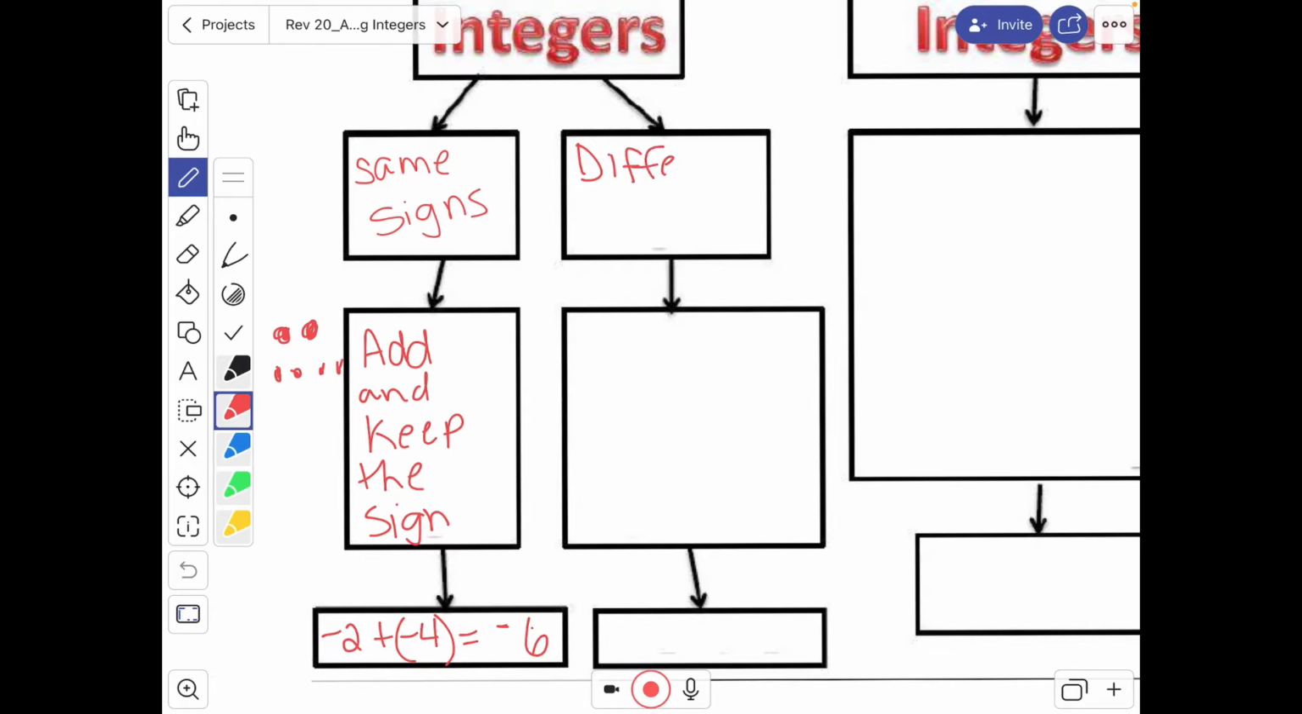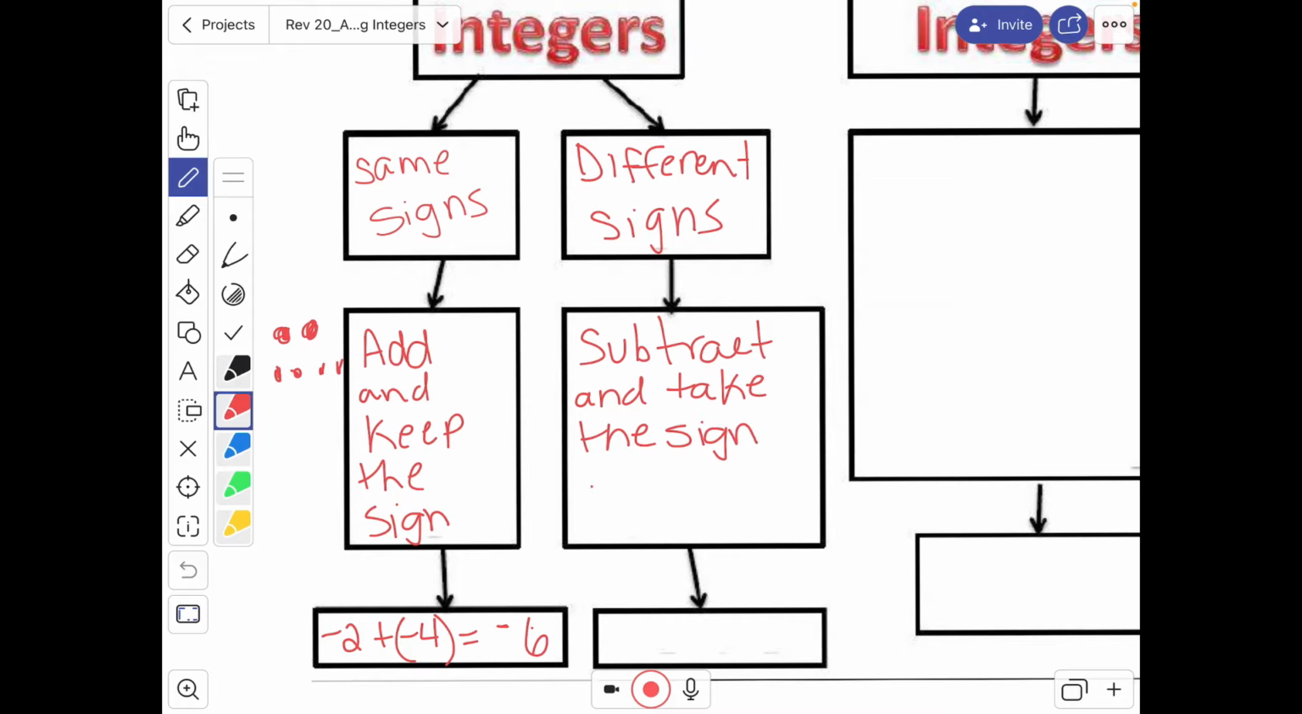Okay. Now there's another rule for different signs. If you have different signs, then you subtract and take the sign of the greater. And it's really not the greater, it's the one that is farthest from 0. For example, if we had negative 2 plus positive 4.